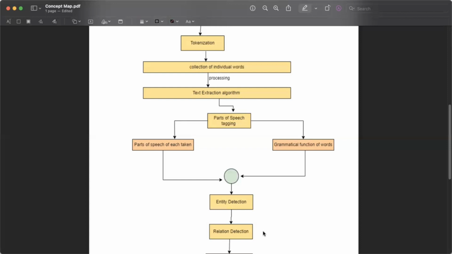With the help of relation detection and entity detection, we can identify the relationships between the entities. For example, "He is a student." So we can find "he" and "student."